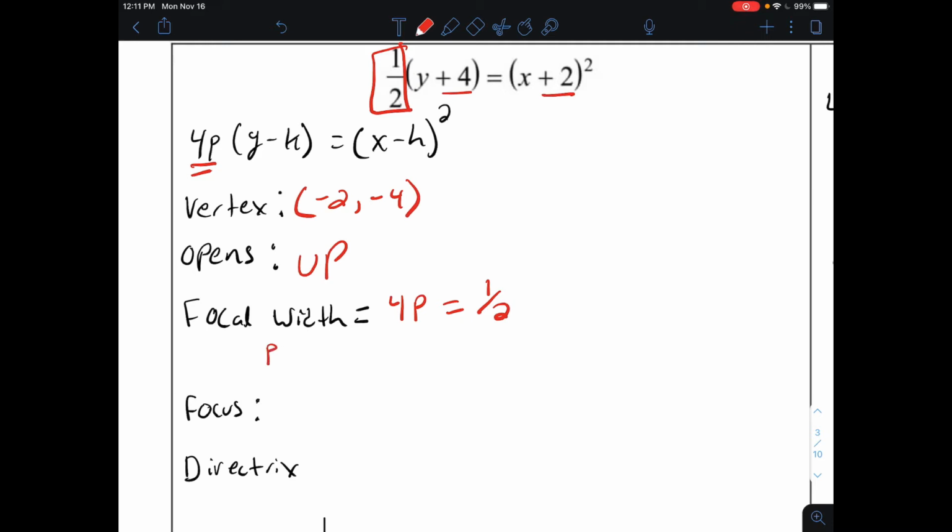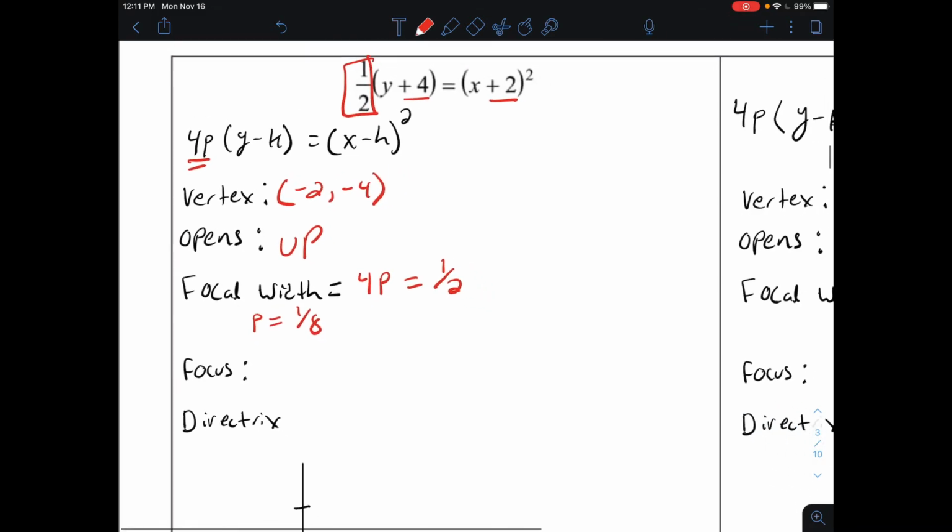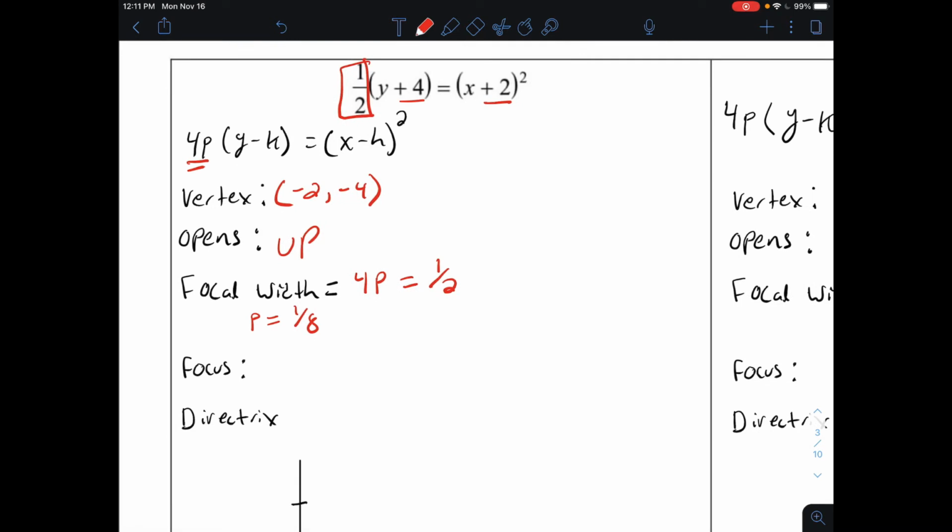So I would divide by 4. P is equal to 1/8. P represents the distance from the vertex to the focus or the directrix line. So if we open upward, if I just make a rough sketch, I open upward. All right, my focus will, so there's my vertex. My focus will lie above the vertex.